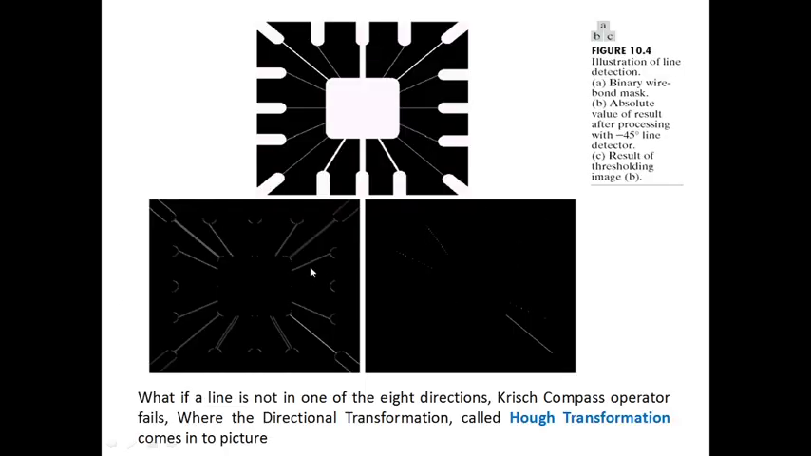Sometimes what happens is, if a line is not present in any of the 8 directions, the Kirsch compass operator definitely fails. At that point of time, we have to go with a directional transformation. In fact, Hough transformations are highly helpful and will definitely come into the picture. We will discuss these Hough transformations in the upcoming sessions.